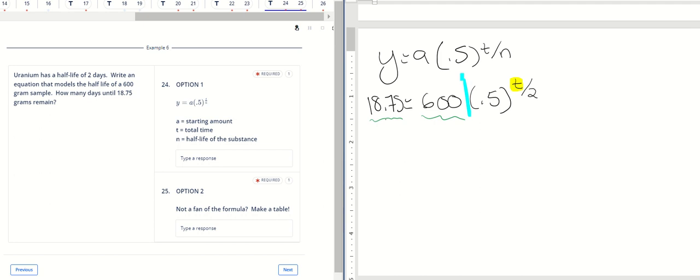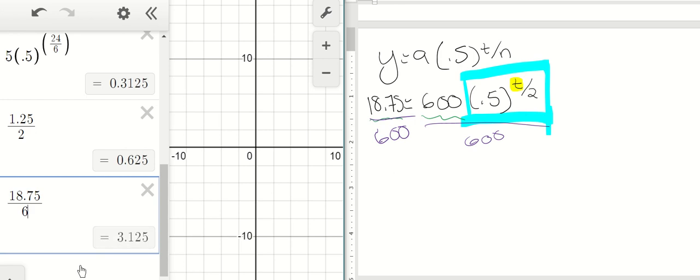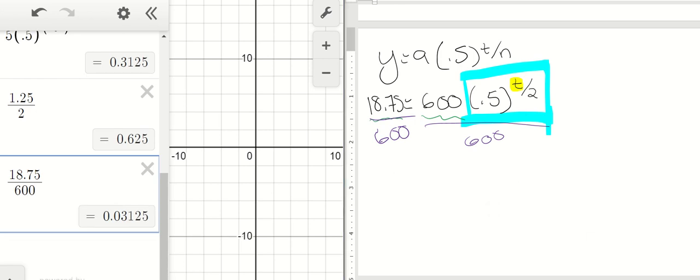First thing we have to do every time is get this little exponential piece by itself. So we're going to divide both sides by 600. Divide by 600, divide by 600, and we end up getting 18.75 divided by 600 is 0.03125, and that's equal to 0.5 to the t over 2.